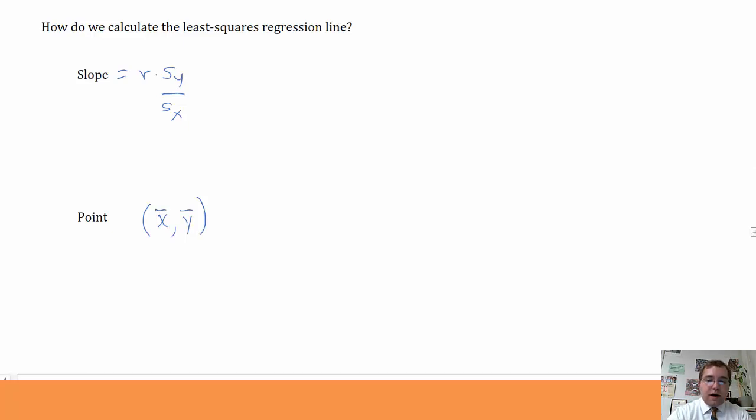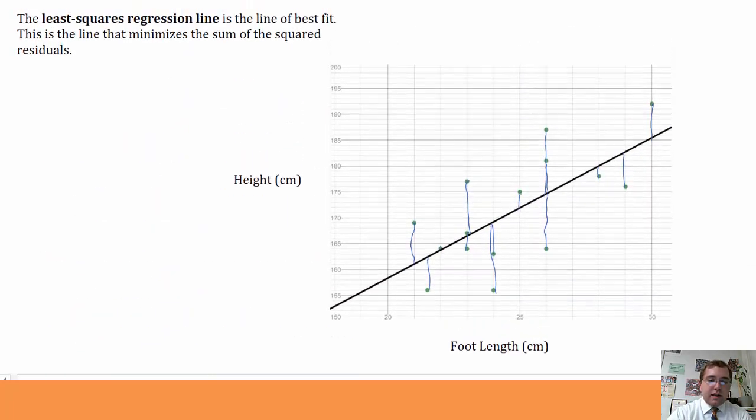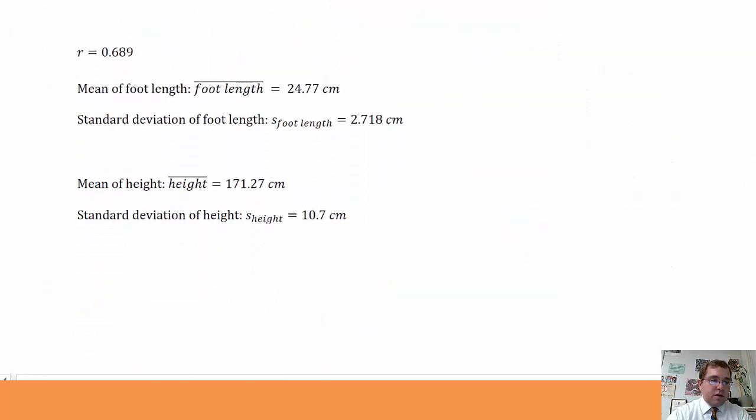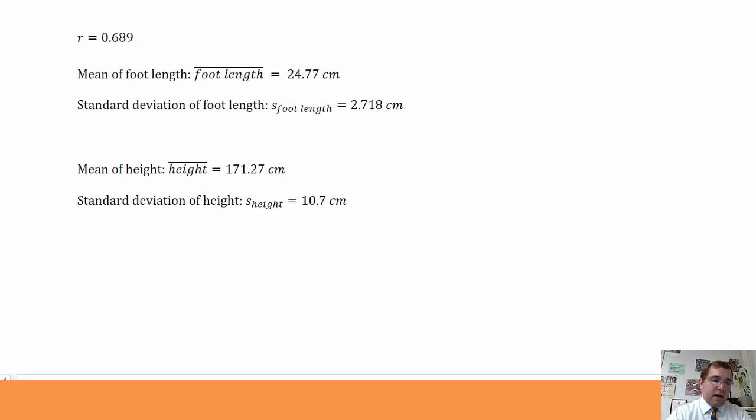So let's find the equation of this line that I claim is the least squares regression line for these 15 points. We've got R, that was 0.689. I've got the mean of the foot length, the mean of the heights, the standard deviation of the foot length, and the standard deviation of the heights. So we should be able to calculate the slope, which is R times the standard deviation of Y divided by the standard deviation of X.